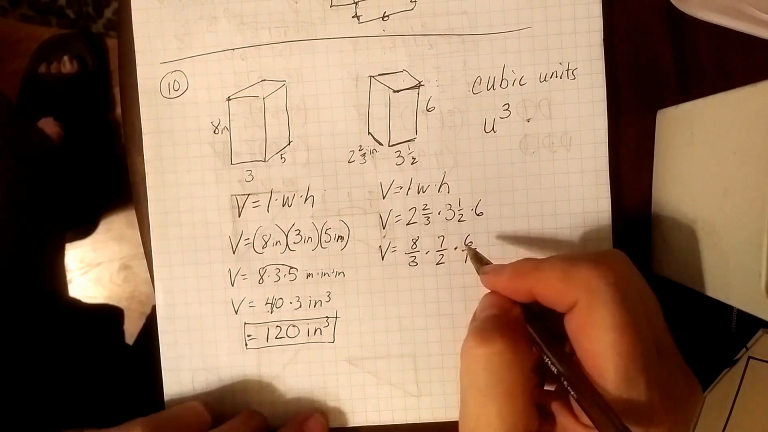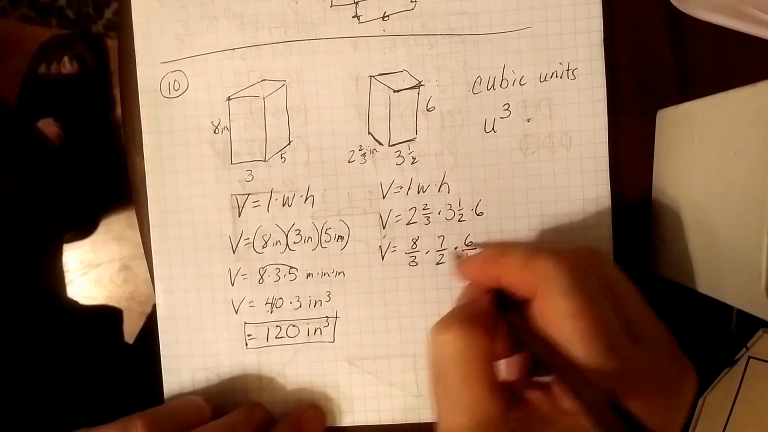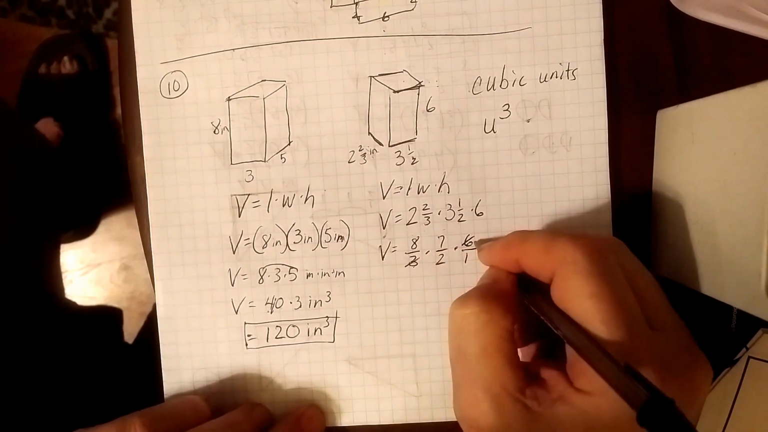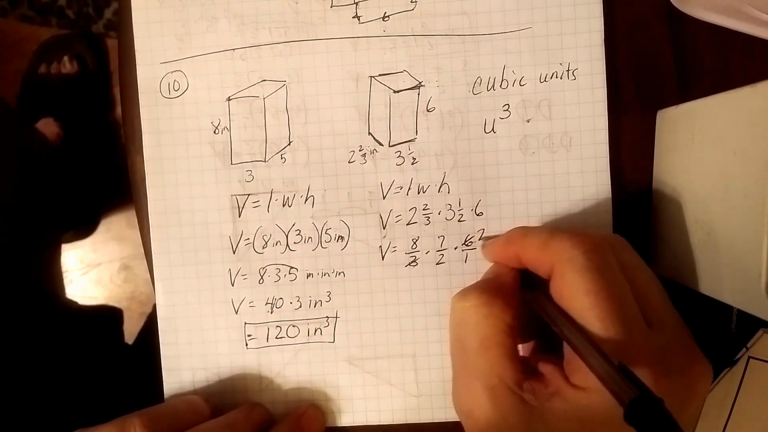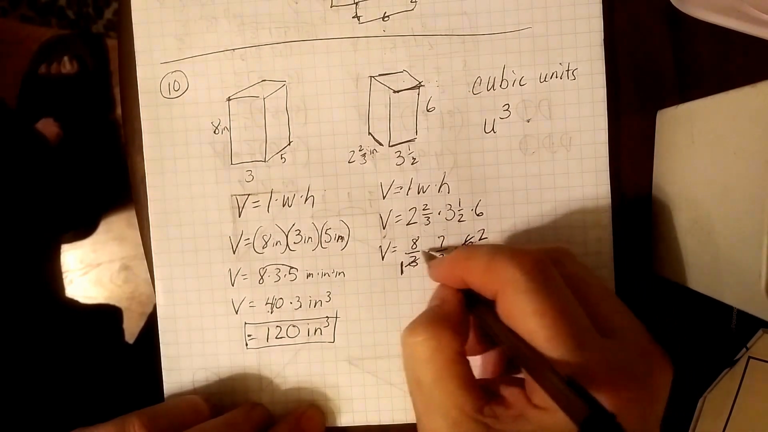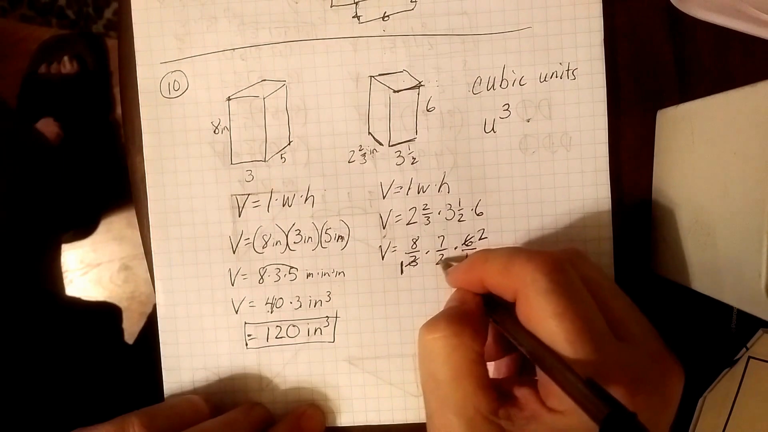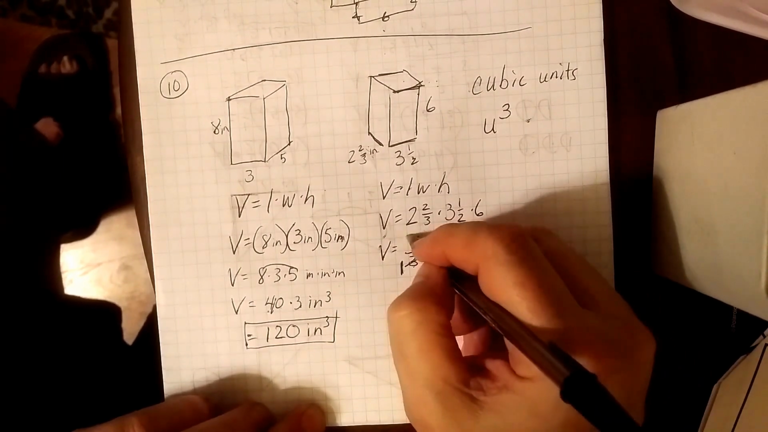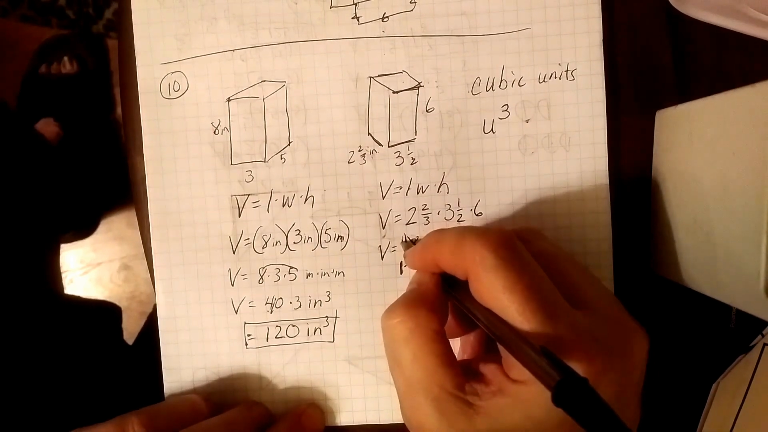Now before I multiply, I'm actually going to go ahead and simplify. 6 and 3 can cross cancel. 6 divided by 3 is 2. 3 divided by 3 is 1. So now I have the 8 and the 2. Those are both divisible by 2. 2 divided by 2 is 1. 8 divided by 2 is 4.